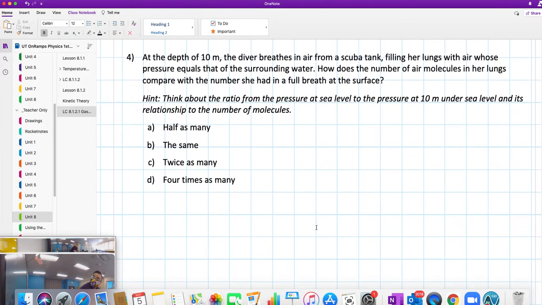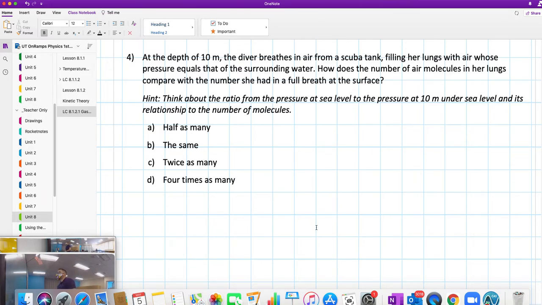Okay, it says, at a depth of 10 meters, the diver breathes in air from a scuba tank, filling her lungs with air whose pressure equals that of the surrounding water. How does the number of air molecules in her lungs compare with the number she had in a full breath at the surface? Okay, so now we need to compare the number of molecules from the ideal gas equation, that is the capital letter N. And then we have a hint. Think about the ratio from pressure at sea level to the pressure at 10 meters under sea level and its relationship to the number of molecules.